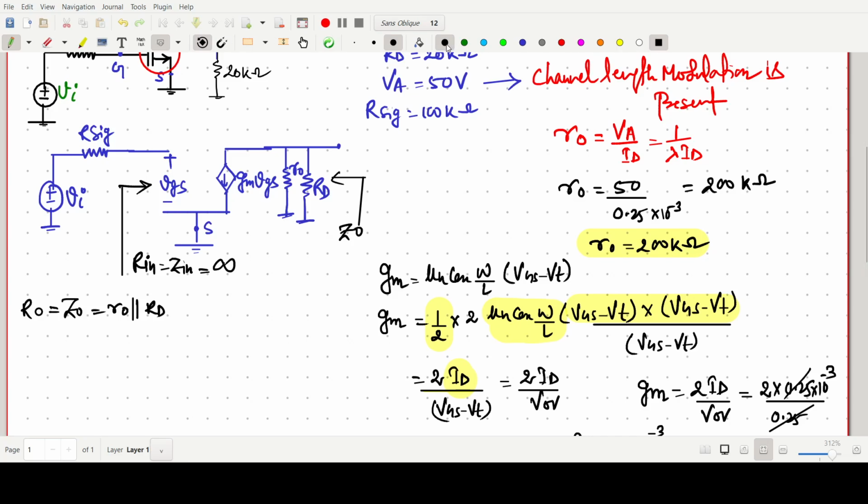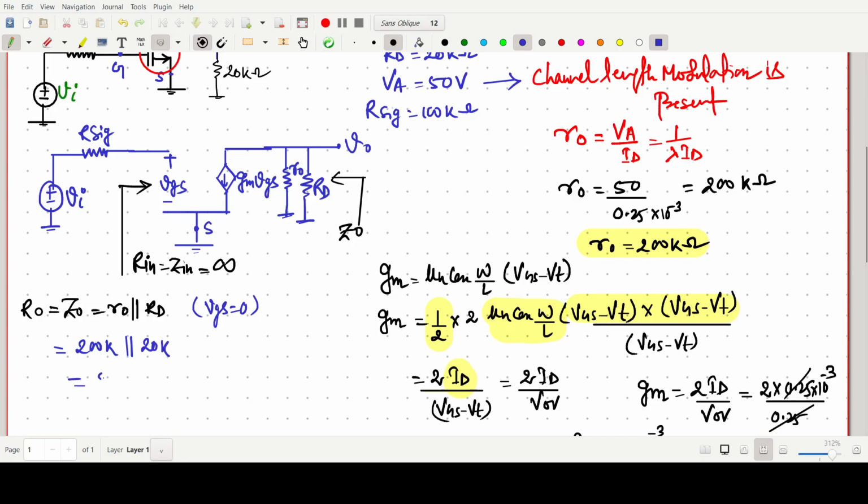Okay, and this point is our V0. Better to add V0 also. So this Z0 equals r0 parallel with RD, by keeping VGS 0. So r0 we have calculated, how much, 200 kilo ohm. So better to write 200 kilo ohm parallel with RD 20 kilo ohm.